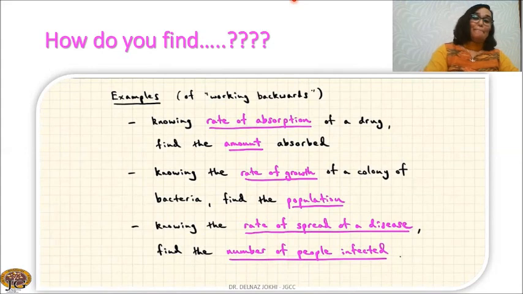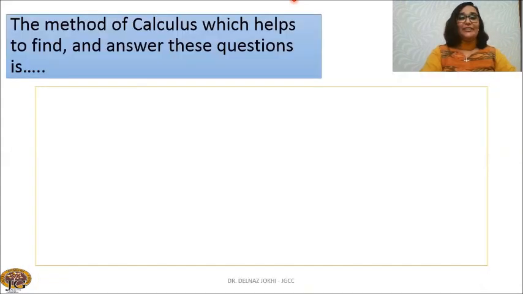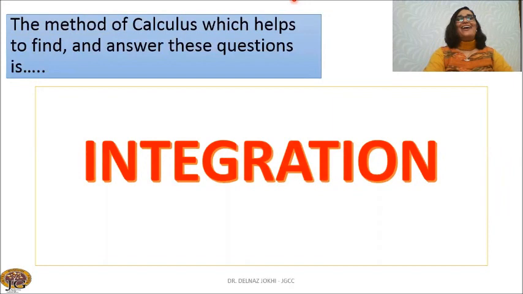You are working backwards. So, my dear student, there are so many questions, and the method which helps you find the answers to all the questions that we just discussed is integration. So I think now you realize that if you're a commerce student, integration is definitely a very important chapter to understand.